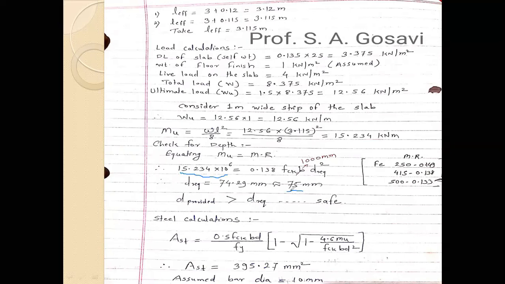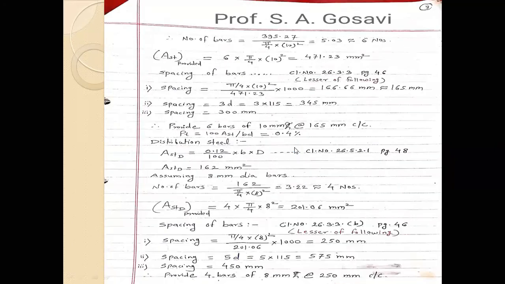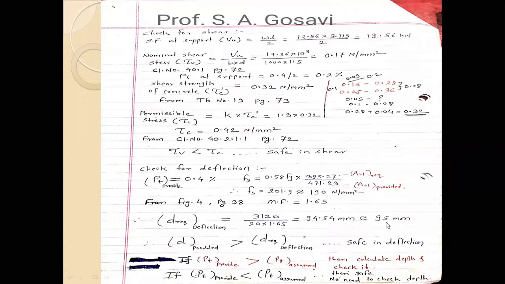Now, if you provide 80 mm or 85 mm, whatever I had told you in the last lecture, then it will fail, because for deflection, to resist the deflection, the required depth is 95 mm. So minimum you should provide 95. But what depth have we provided? We have provided 135 mm, which is greater than the required depth for deflection. Hence, it is safe in deflection.